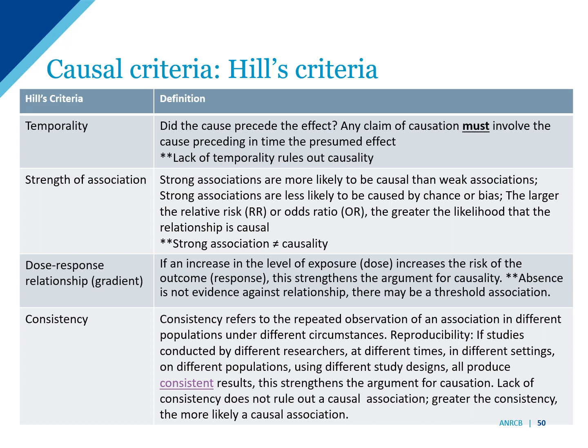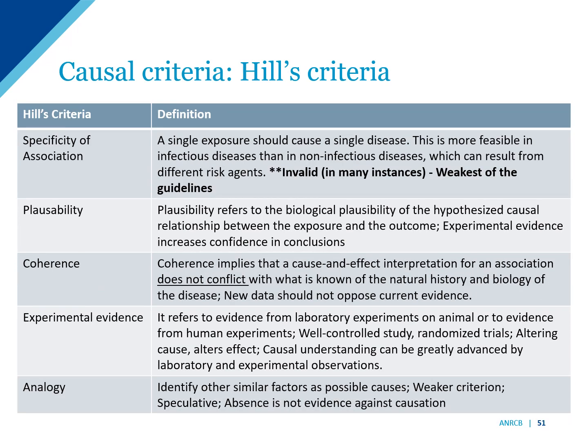Consistency means that the association has been found in different populations under different circumstances by different investigators. The greater the consistency, the more evidence for a causal association. Less important factors include specificity of association, which means that a single exposure should cause a single disease, but this criteria, along with analogy, are not really valid or are weak criteria that we don't use anymore.